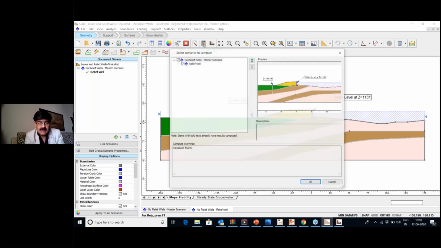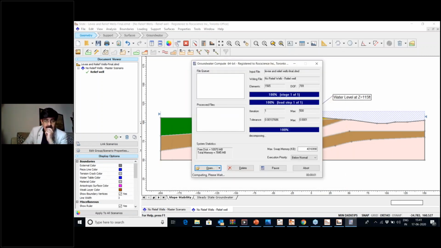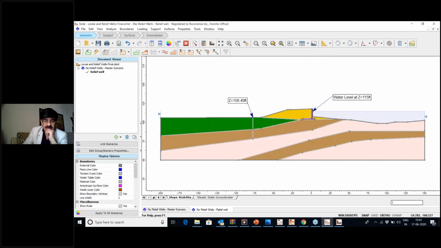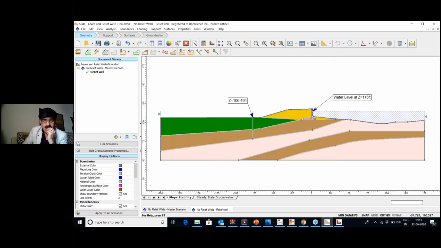Compute. We only need to compute for the relief well option. The previous one we have already computed. That's the groundwater. And now the slope stability. Yes, that's slope stability. It's done. Let's look at the results.